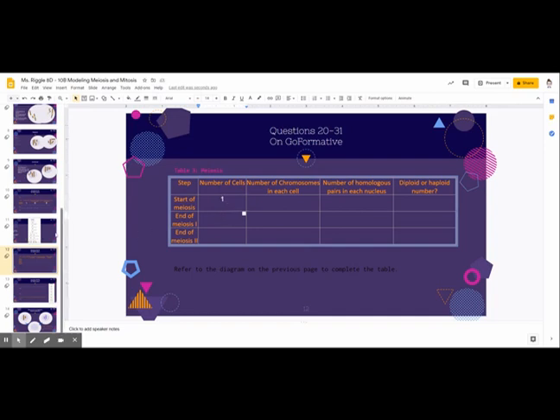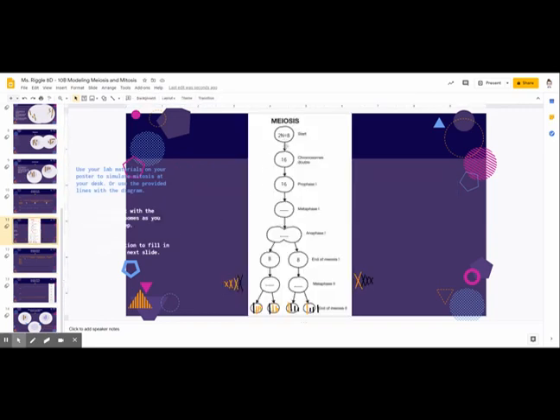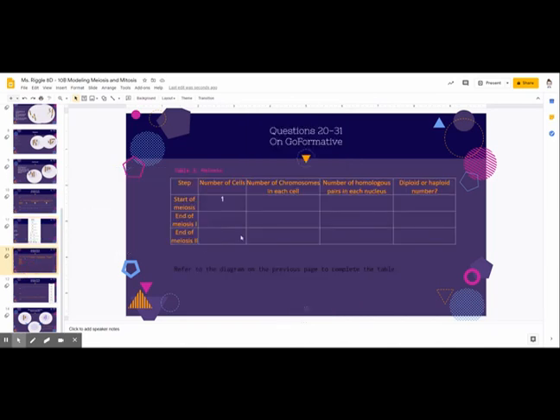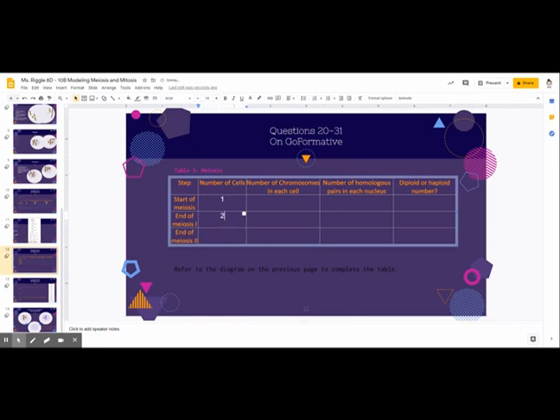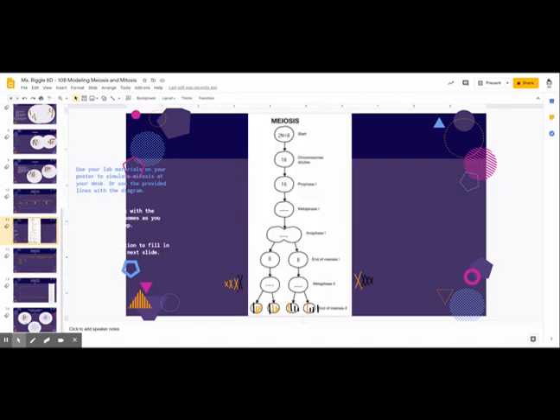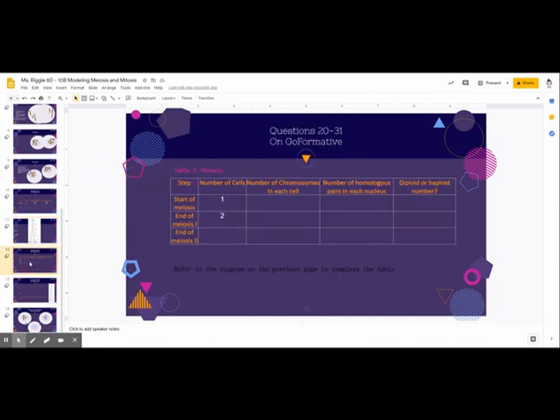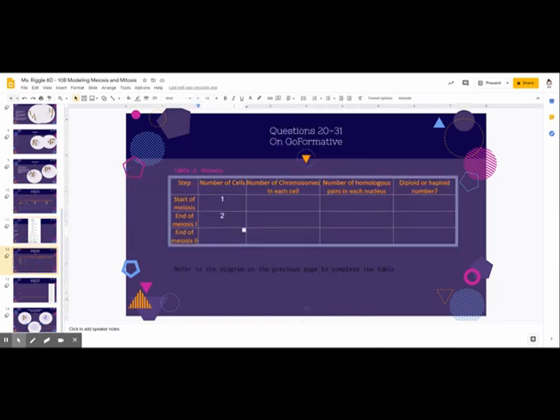How many cells did we have at the end of our first meiosis cycle? Well, at the end of meiosis 1, we have 2 cells. How many do we have at the end of meiosis 2? What is the end result? How many cells do you have? We have 4. So we started with 1, and then it doubled, and then it doubled again. We have a double-double now.